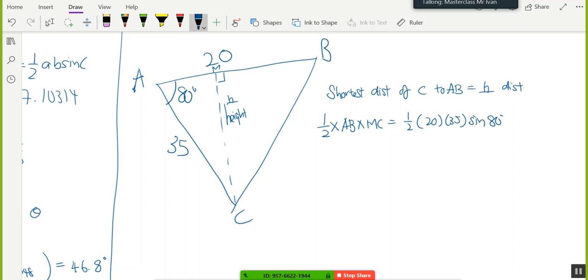Megan, tell me, who is the subject that we want? What am I trying to find? The perpendicular distance, which is who? MC. Understand or not? So this concept you must know. That means MC equals half times 20 times 35 times sine 80, over half times 20. Then you can get the answer. Understand? This is the best way to find the perpendicular distance.